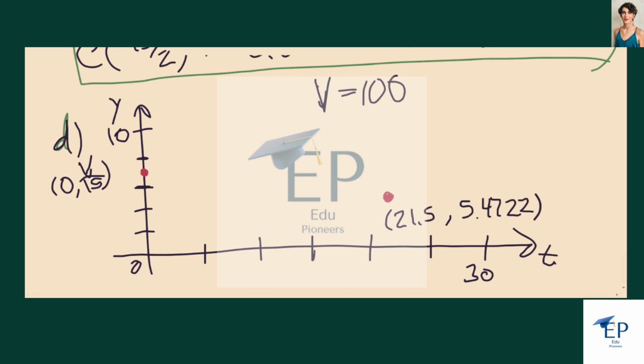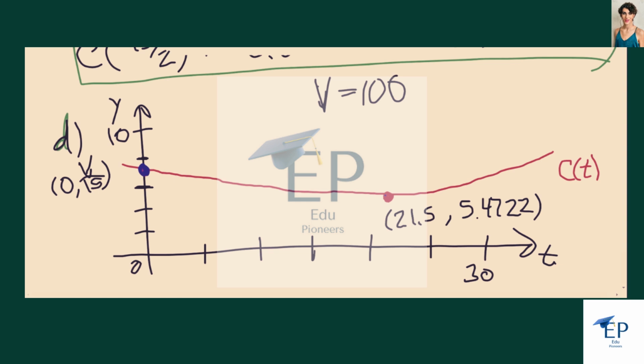And so that's an absolute minimum. So we decrease smoothly until we reach that point, and then we start increasing again like this. And so this is c of t. Then I'll also draw f plus g in blue. This also has a y-intercept of 0, v over 15. And it also passes through the point 21.5, 5.4722.